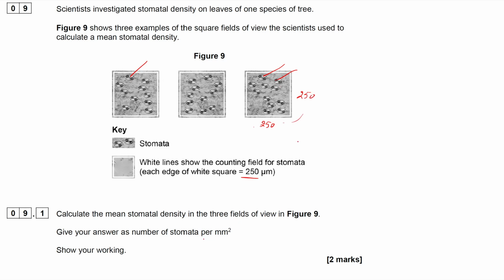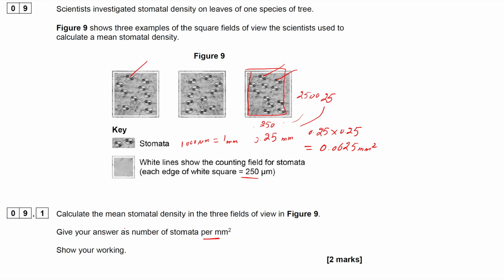So that means this is 250 micron and this will also be 250 micron. Because we need to provide the answer in per square millimeter, it would be good if you can convert this into millimeter. So 250 micrometer would be equal to 0.25 millimeter, because 1000 micrometer is equal to 1 millimeter. So this length is 0.25 millimeter and this length will also be 0.25, and if you multiply this, you get 0.25 times 0.25, and that will give you 0.0625 square millimeter. So the area of this square is 0.0625 square millimeter.